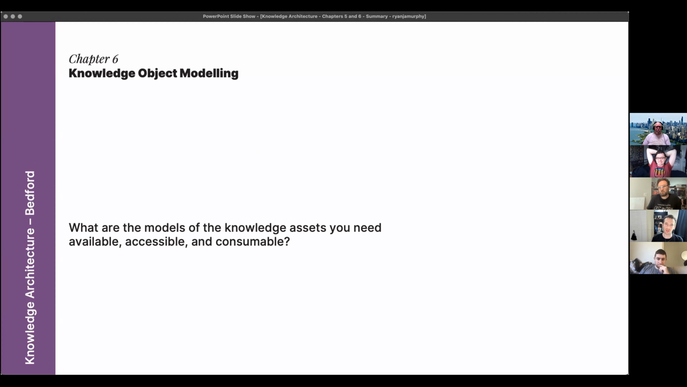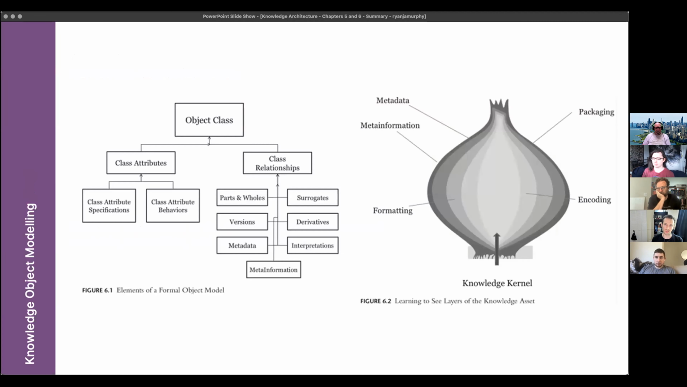So chapter 6 was knowledge object modeling. The idea here is to task the knowledge architect with thinking about the models of knowledge assets that are being made available, accessible, and consumable. So that's the center of the onion that we heard about a little while ago. And these are really the main two things I took away from this chapter.